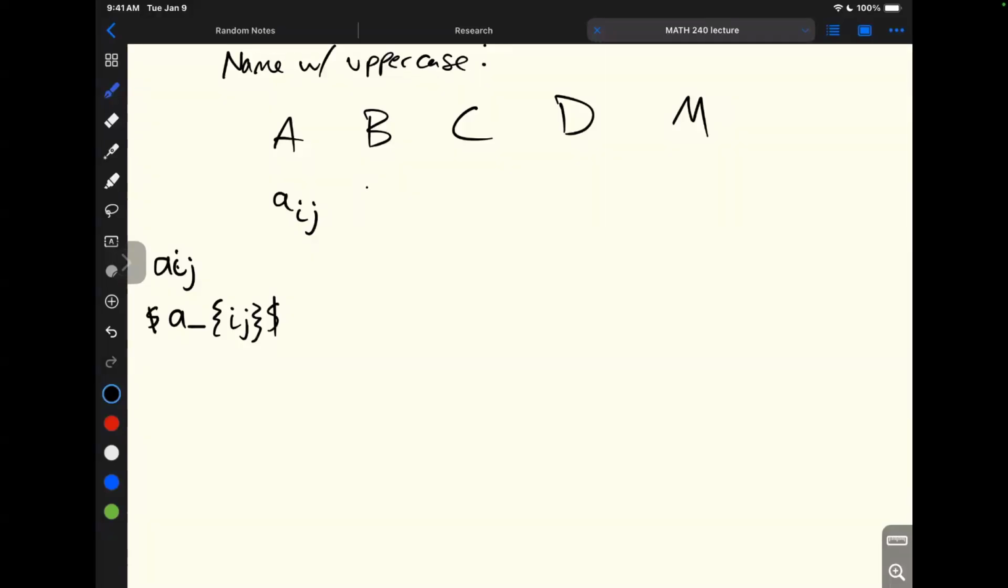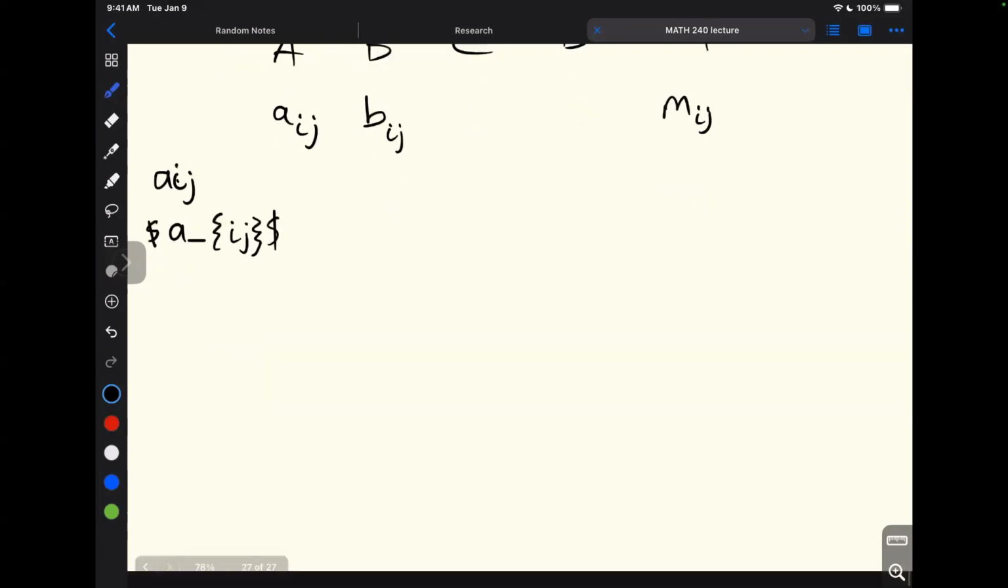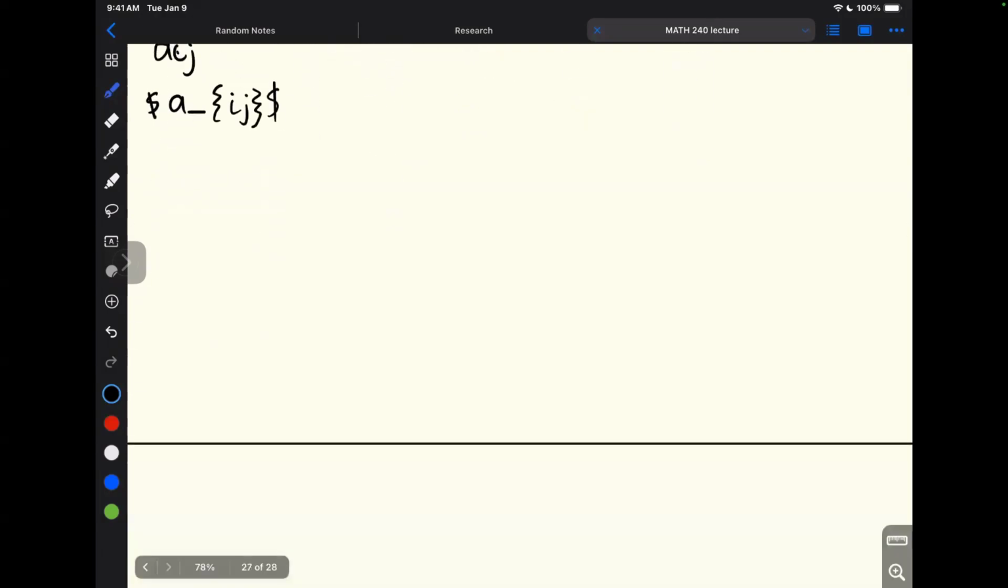If we're talking about elements in matrix B, it'll be the same thing. What about in matrix M? Lowercase m. Right. Pattern recognition. So the book has this whole thing of, here, let me pull it up and show you instead.